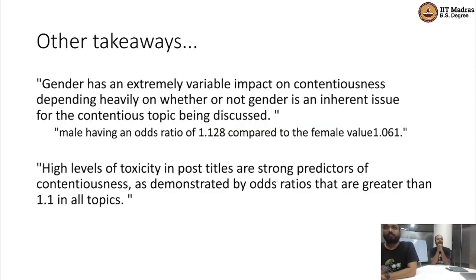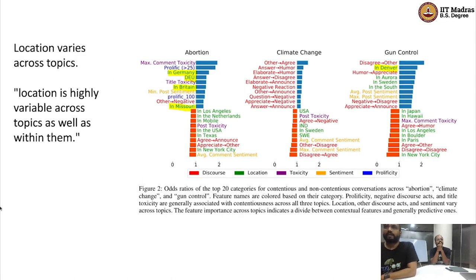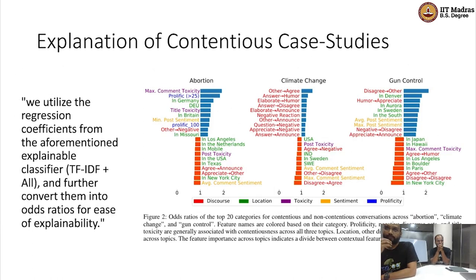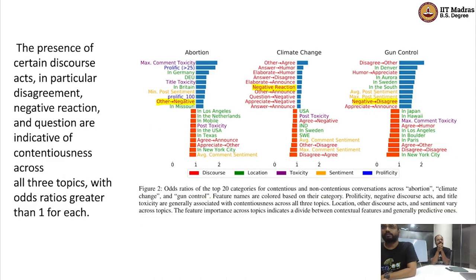And there are other takeaways based on these numbers, that gender could have an extremely variable impact, or that a high level of toxicity in the post titles is a strong predictor of contentiousness. Irrespective of the finer details here, what is important is that based on logistic regression and the associated weights, the authors could bring in explainability and analyze what feature is important in predicting whether a post is contentious or not.